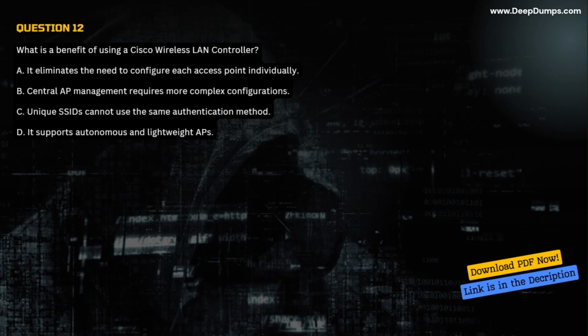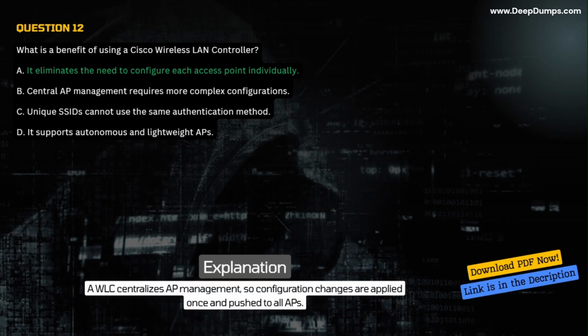Question 12. What is a benefit of using a Cisco wireless LAN controller? A. It eliminates the need to configure each access point individually. B. Central AP management requires more complex configurations. C. Unique SSIDs cannot use the same authentication method. D. It supports autonomous and lightweight APs. Correct answer A. It eliminates the need to configure each access point individually. Explanation. A WLC centralizes AP management, so configuration changes are applied once and pushed to all APs.